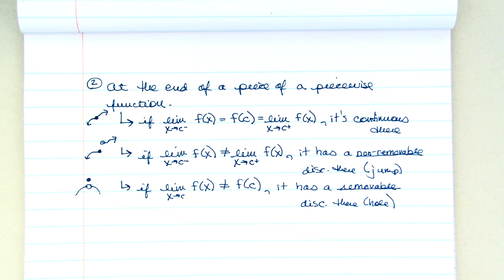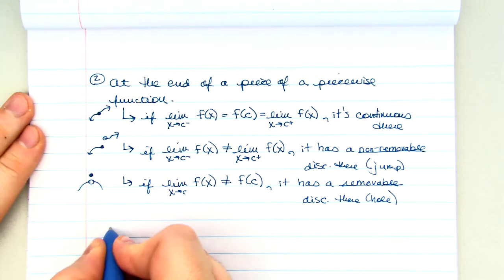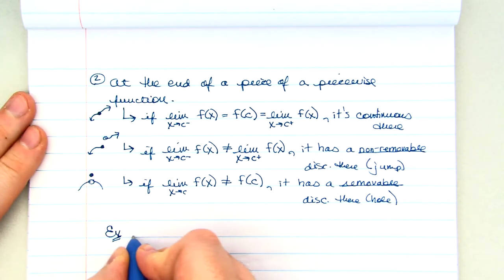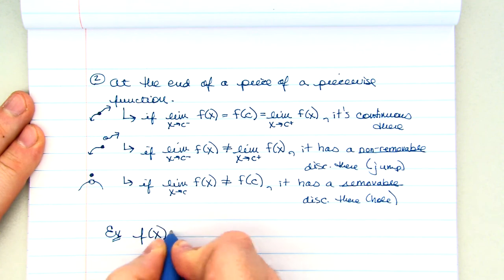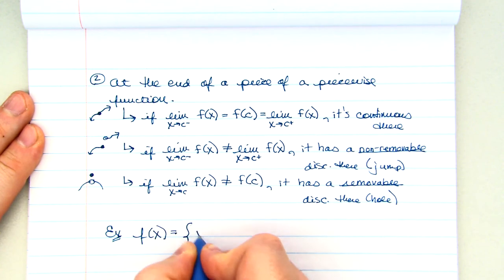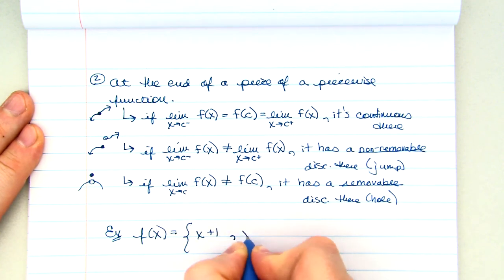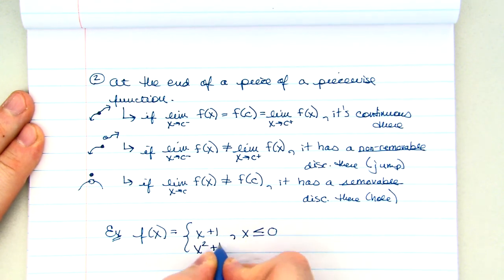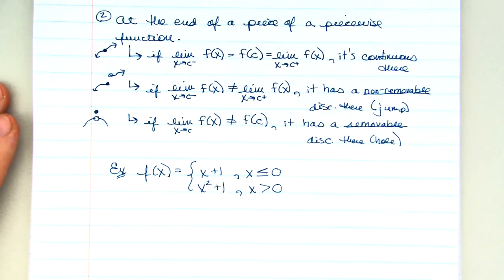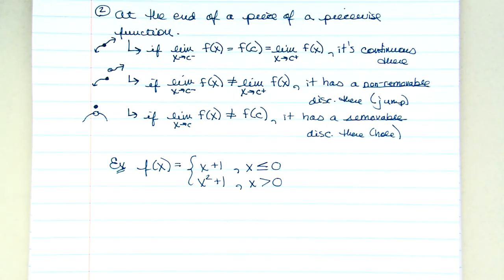I've got to show you a few examples of this, just because I feel like we need to see some specific uses of this. I'd like to take a look at f of x equals the piecewise function x plus 1 when x is less than or equal to 0, x squared plus 1 when x is greater than 0. I want to figure out where we're discontinuous and if that discontinuity is removable or non-removable.